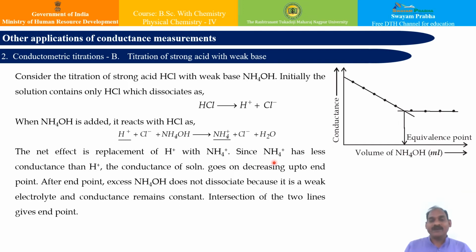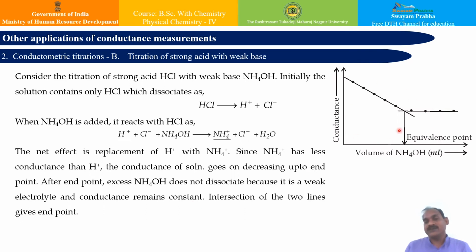Now, since the ammonium ion has less conductance than the H+ ion, the conductance of the solution goes on decreasing up to the end point. And after the end point, what happens? After the end point, the ammonium hydroxide does not dissociate because it is a weak electrolyte, and the conductance remains constant. So the intersection of the two lines gives the end point.